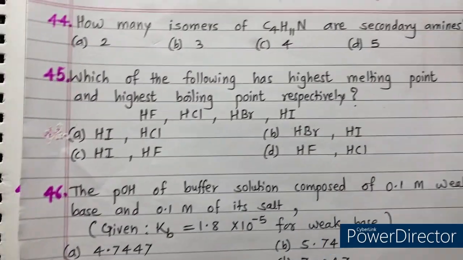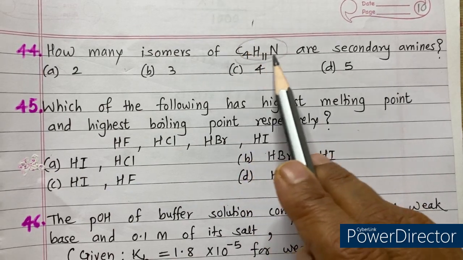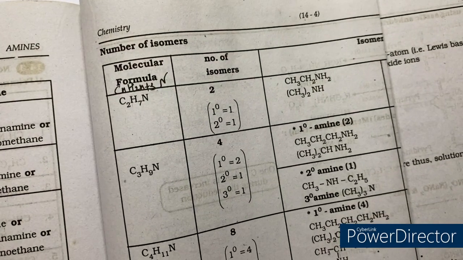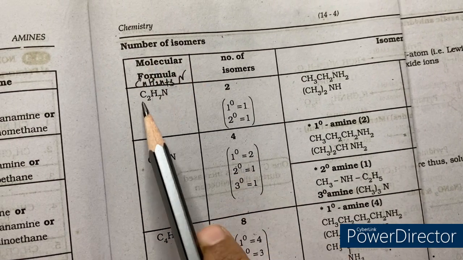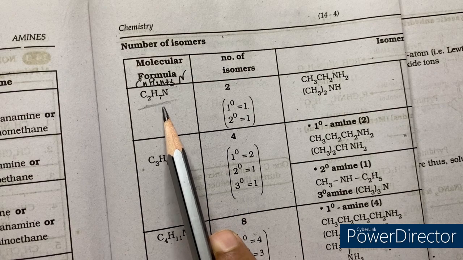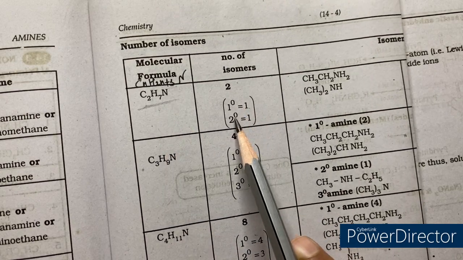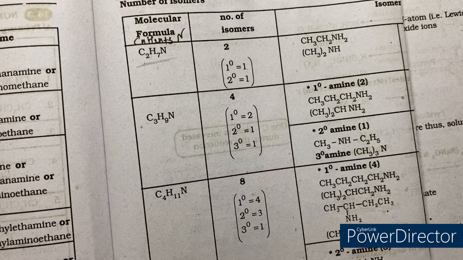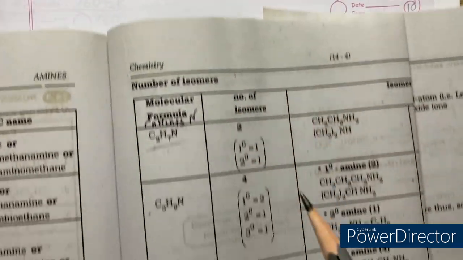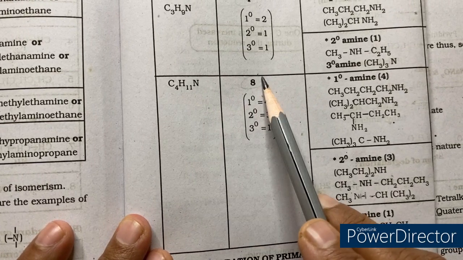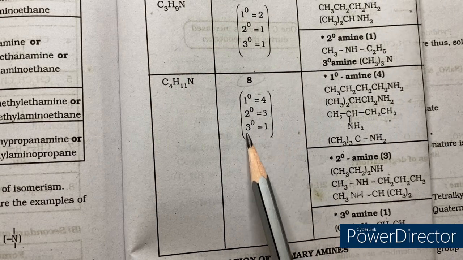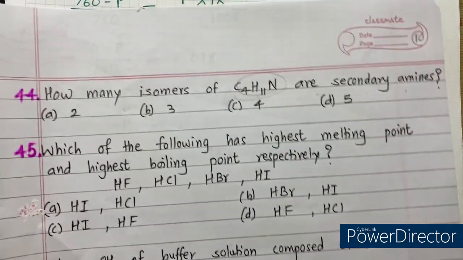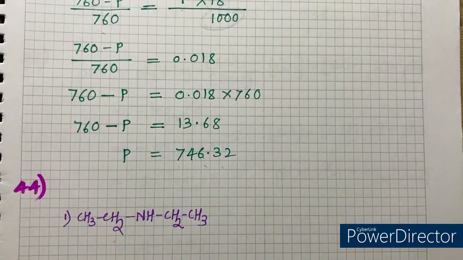Next question, 44. How many isomers of this formula are secondary amine? Now here one I have determined this. See this number of isomers for this formula. Okay, number of isomers out of that primary one and secondary one. Okay, for this formula total 4 isomers, primary this much, secondary and tertiary. Now the question is for C4H11N, total 8 isomers, out of that primary 4, secondary 3 and tertiary 1. Okay. So, information out, determine how many isomers of these are secondary. How will you determine this?